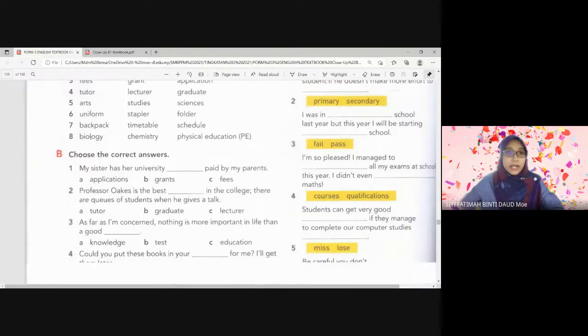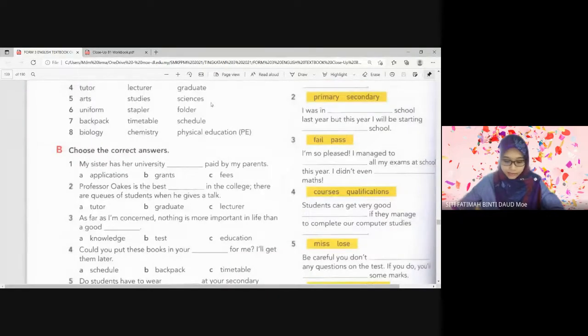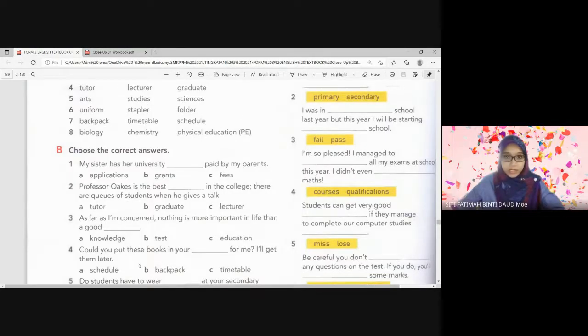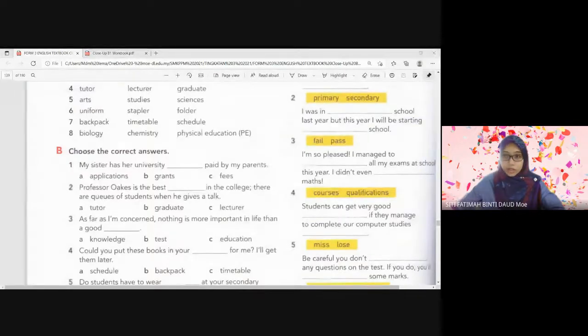All right. Arts, studies, and sciences. Number 5, arts, studies, and sciences. Studies. Okay, very good. Arts and sciences are like the subjects, studies is everything here, all the subjects. Uniform, stapler, folder. Uniform. Oh, very good. Stapler and folder are obviously stationery. Okay, and next one.